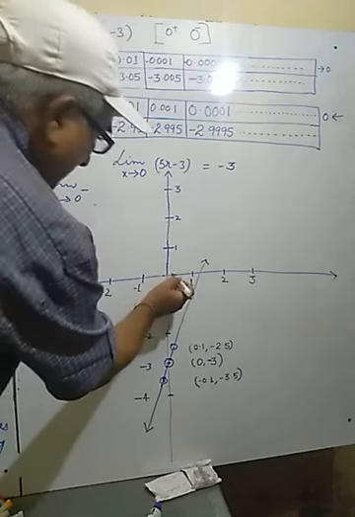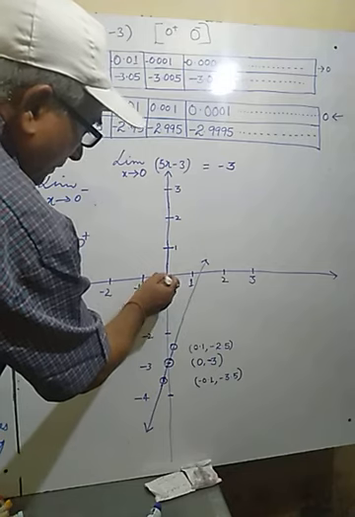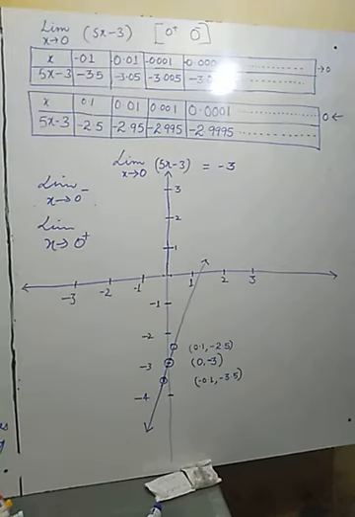So this value may be taken here. It is approaching 0. This one is also approaching 0. Both are approaching 0. One is greater than and the second one is less than. So these are the left hand limit and right hand limit of this function.